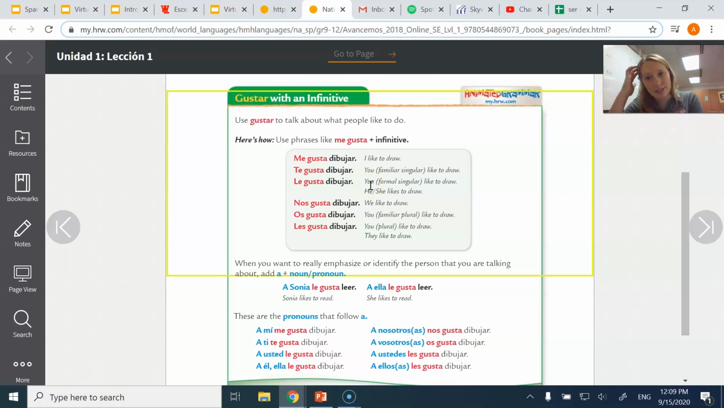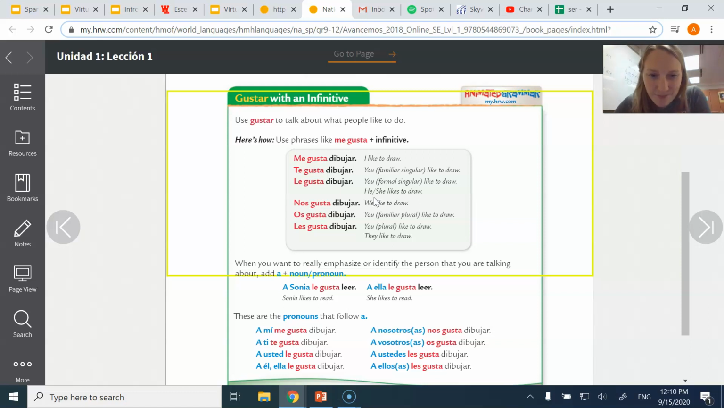So again, if I'm talking to an adult, a teacher, a boss, etc., I would say le gusta dibujar for you formal, or I could also say that for he or she. So for example, I have my llama Billy here. Billy likes to draw, so I could say to you guys, a Billy le gusta dibujar. If I was talking directly to him, I'd say, Billy, te gusta dibujar. I'm telling him what he likes, right?